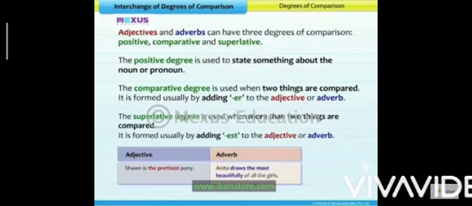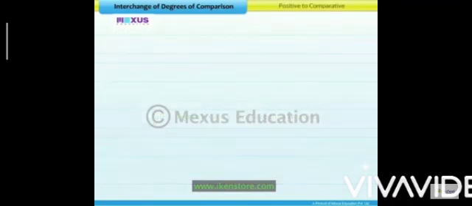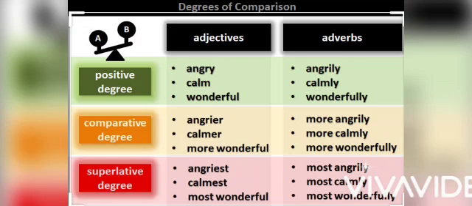This er and est is not applied to all the words. The rules of transformation you will study in the next class. Now here we can see some examples of adjectives and adverbs. Positive degree, angry. Comparative degree, angrier. Superlative degree, angriest. In adverb you can see angrily, more angrily and most angrily. So you can learn these words, and there are many more you can see in the book also.